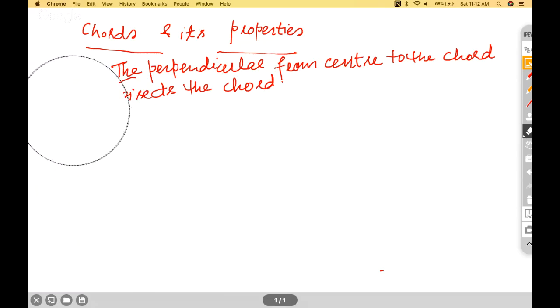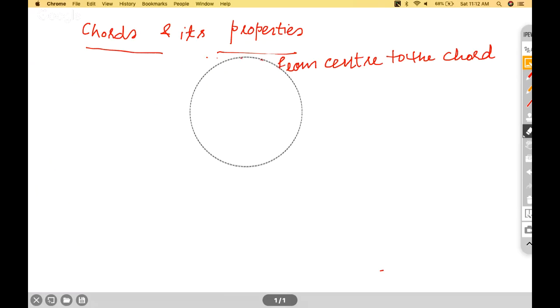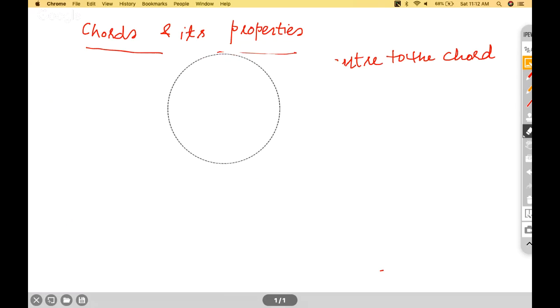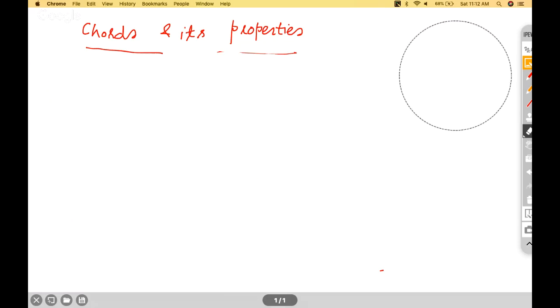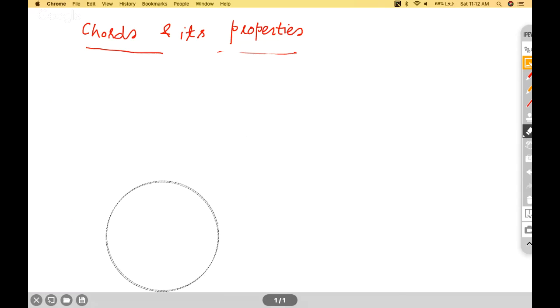Now let me move to another theorem. So these two theorems have proved that if a perpendicular is drawn from the center of the circle to the chord, it will be a bisector, and if a line drawn from the center of the circle to the chord bisects it, then it will be perpendicular. So these two theorems I have solved simultaneously. Now there is a corollary to it.